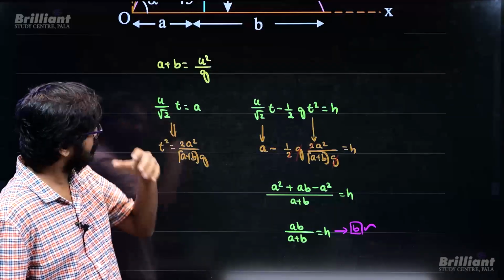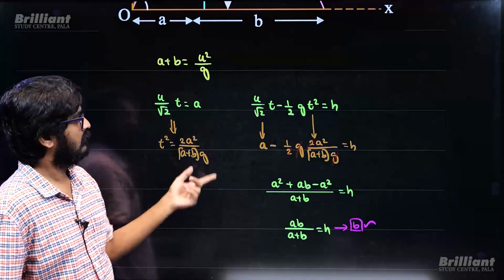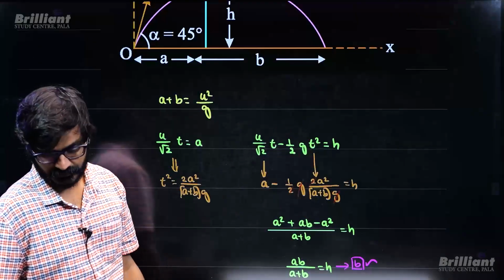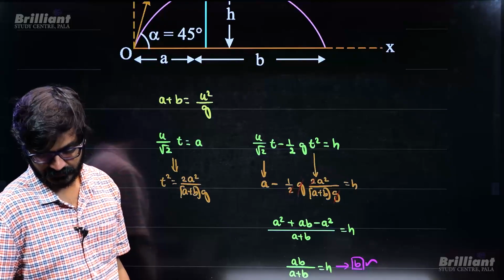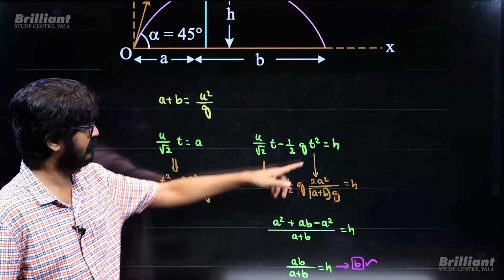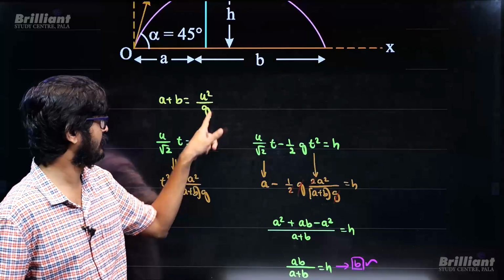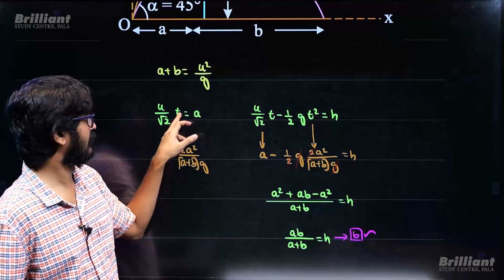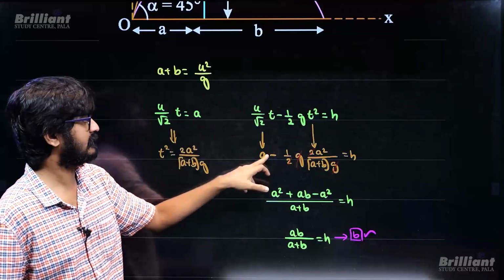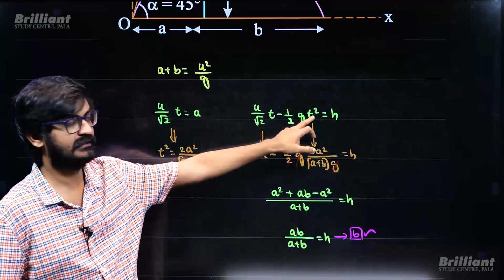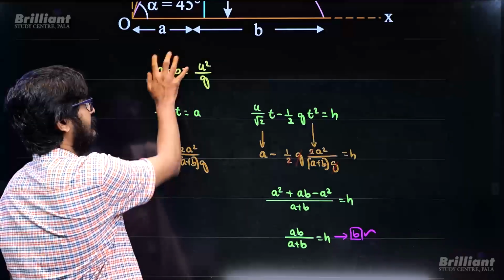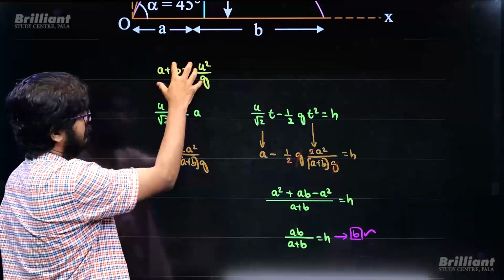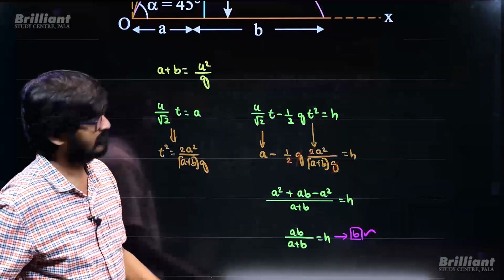So basically, what we need to find is h. We need to use this equation, but we don't know t and u. So what I can do is find t from here, u by root 2 into t, and substitute it here. I can find t from here and substitute it here. So this is the range given, which is a plus b.